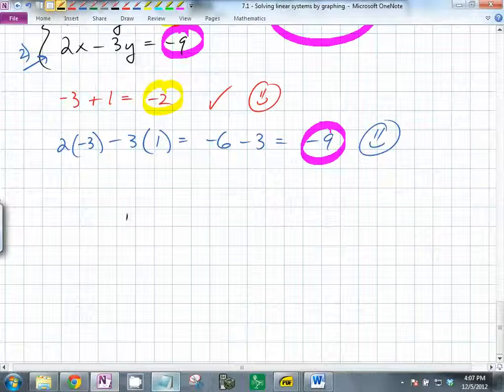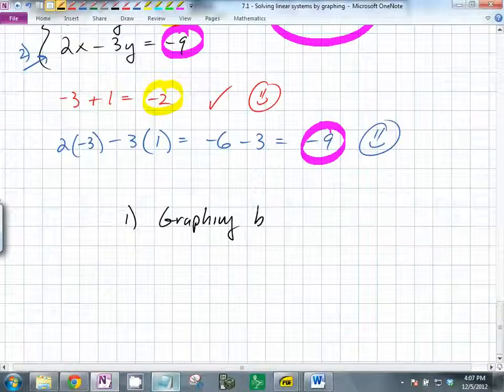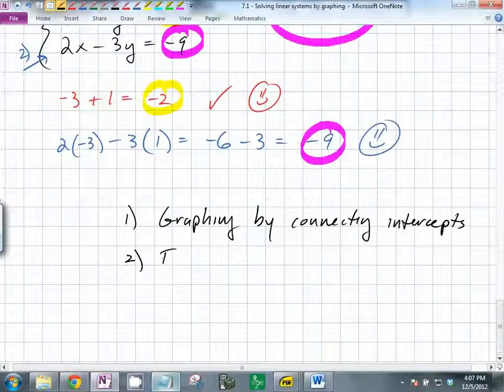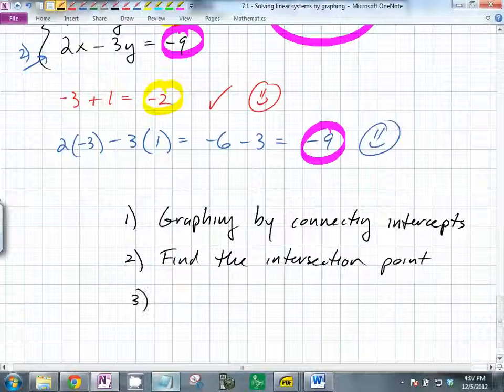To solve a system, we are first graphing the equations, and I really like connecting intercepts. You really can connect any 2 points, but intercepts, in my opinion, are most often the 2 easiest points to find. Find the intersection point, and then, and this is really important, check your answer.